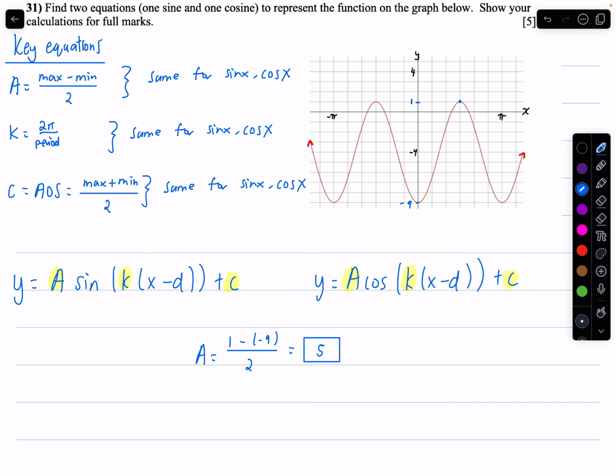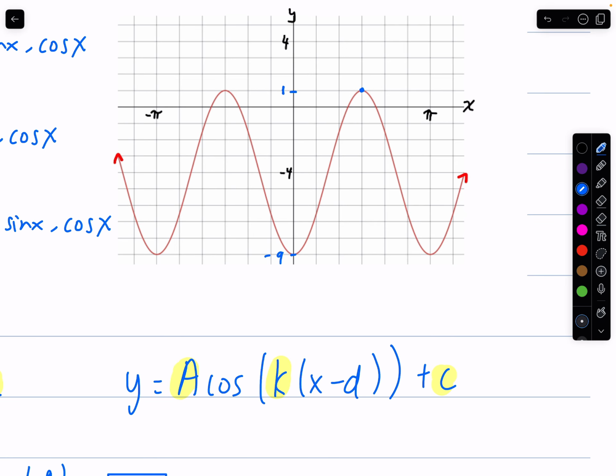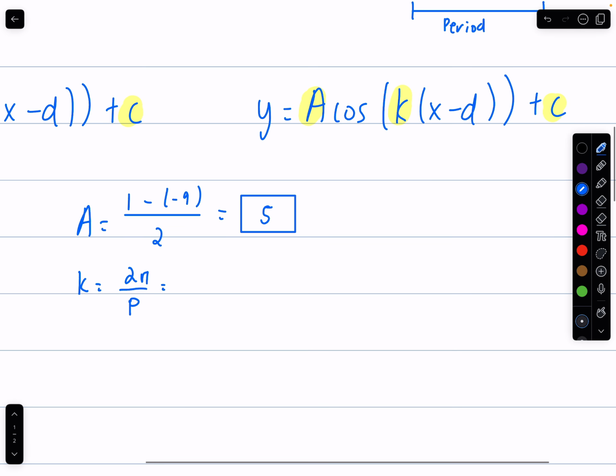Let's find the k value. So the k value is 2 pi over the period. But what is the period? The period is the length of one cycle. So when I look at this graph, I want to know what the length of one cycle is. The way I look at it is I go from a min to the next min, or I can go from the max to the next max. And that would be the period, the length of one cycle. So in this case, I can see it goes from 0 to pi, so my period is going to be pi.